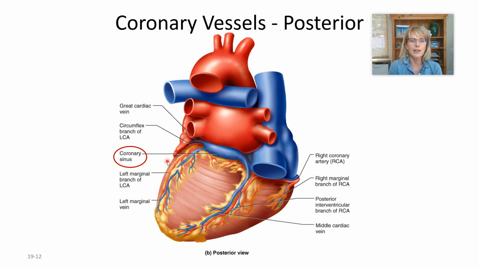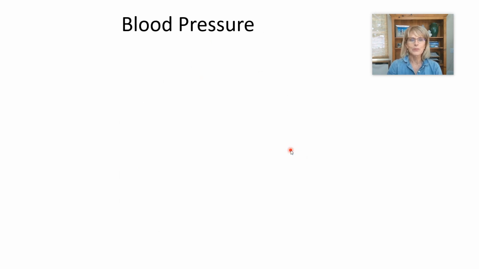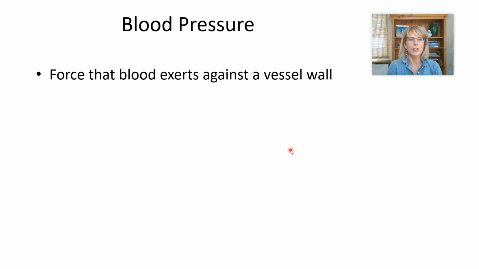That bulgy area has got a special name. It is called the coronary sinus. And the coronary sinus gathers up the venous blood and then drops it off into the right atrium, where blood from the superior vena cava and the inferior vena cava is being dropped off into the right atrium too. A little bit about blood pressure.